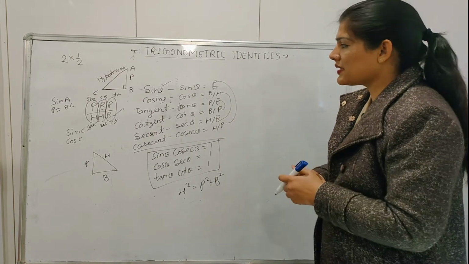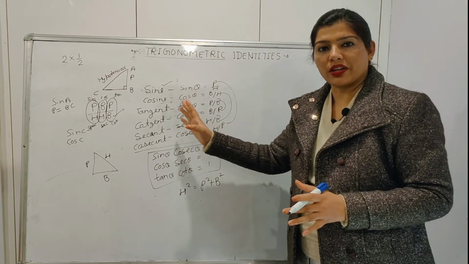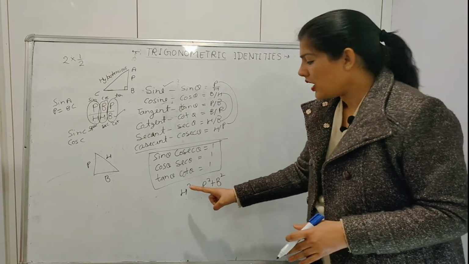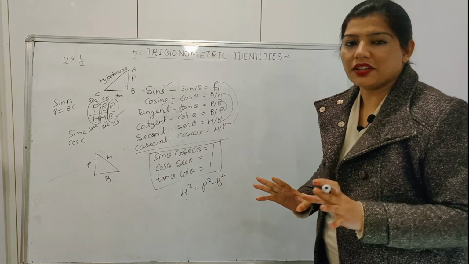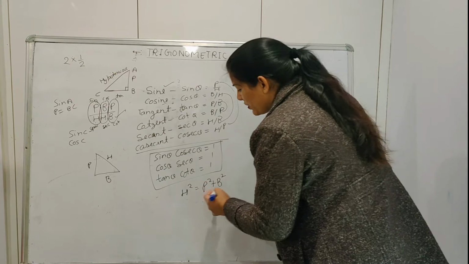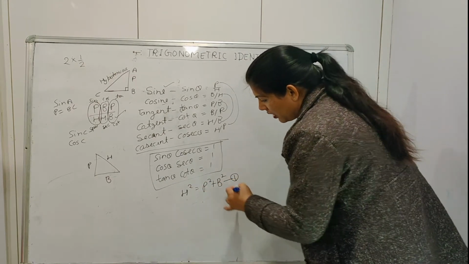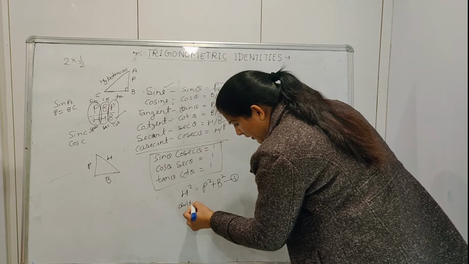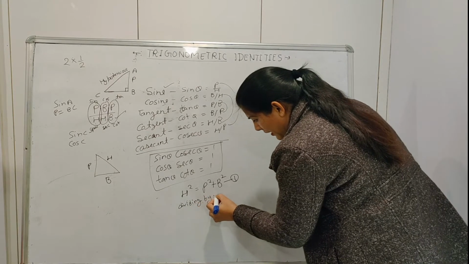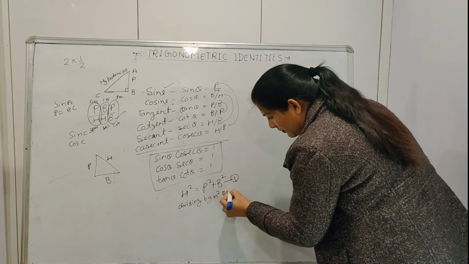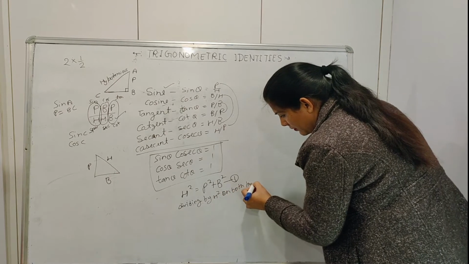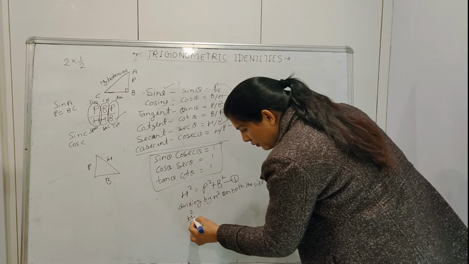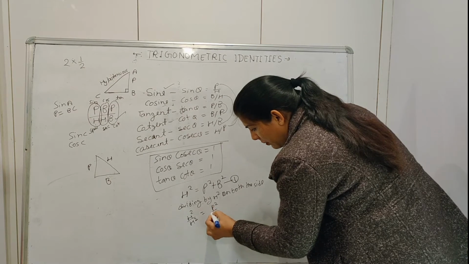Okay, and you can see here that the ratio of P upon H or B upon H or P upon B is equals to some trigonometric ratio here. So if you divide this by any one of these three, H, P or B, you will get an identity from here. So suppose we divide this equation by H square first. Okay, so dividing by H square on both the sides, we have H square divided by H square gives you 1 equals to P square upon H square.